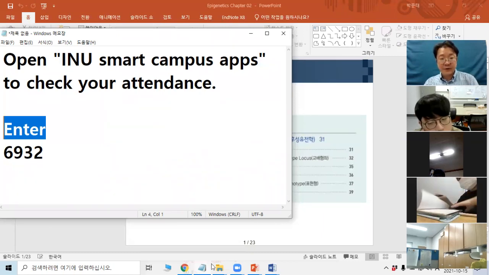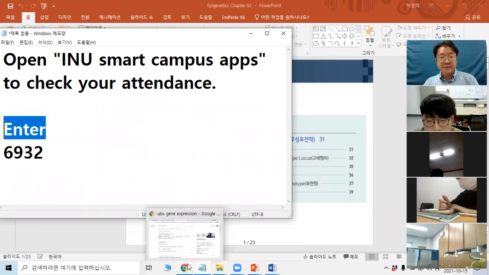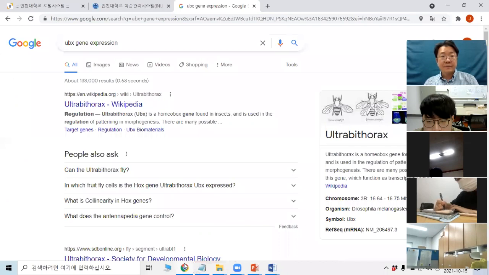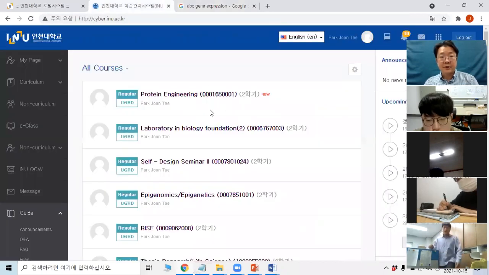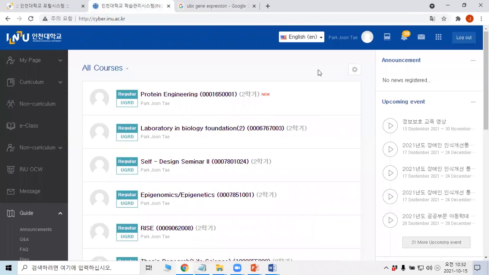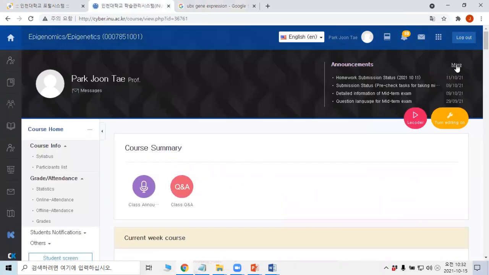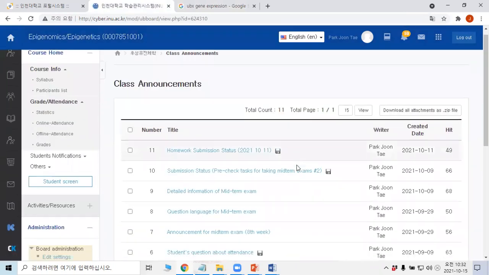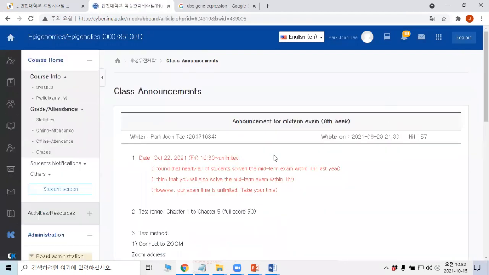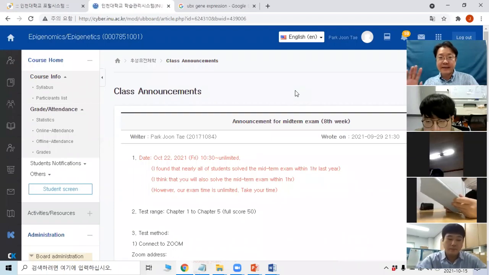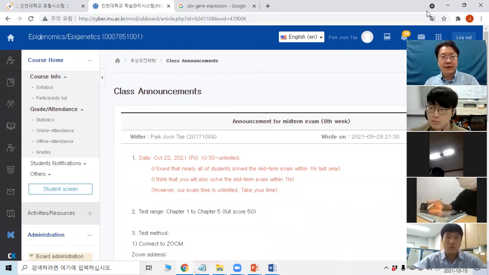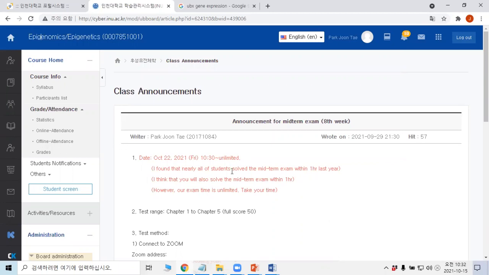Last time I explained the detailed information of the midterm exam. Do you have any other question about the midterm exam? Okay, once again, I will explain the procedure.